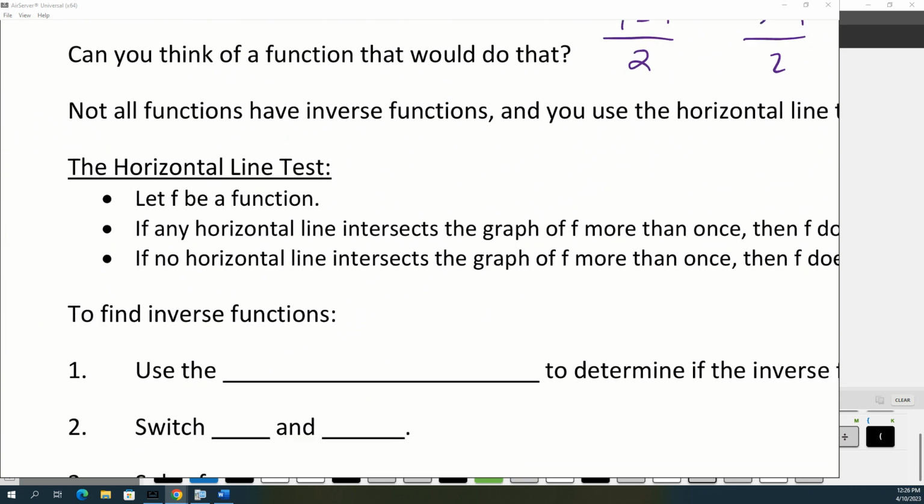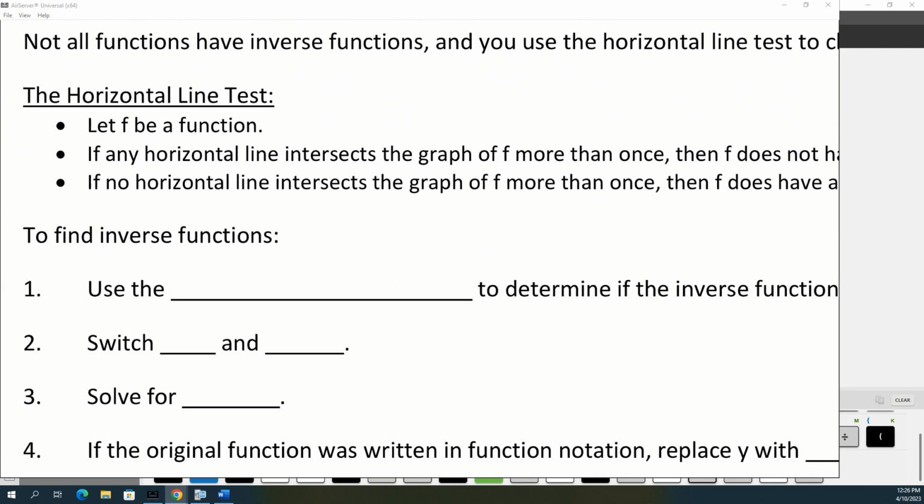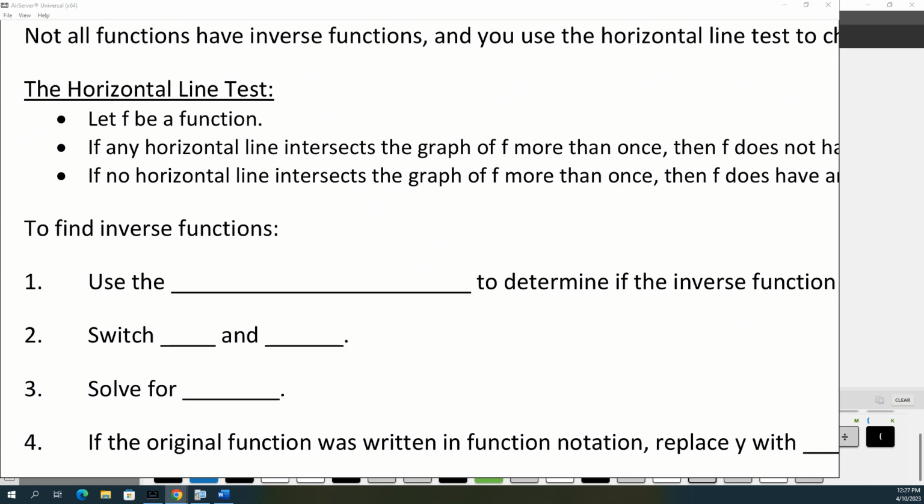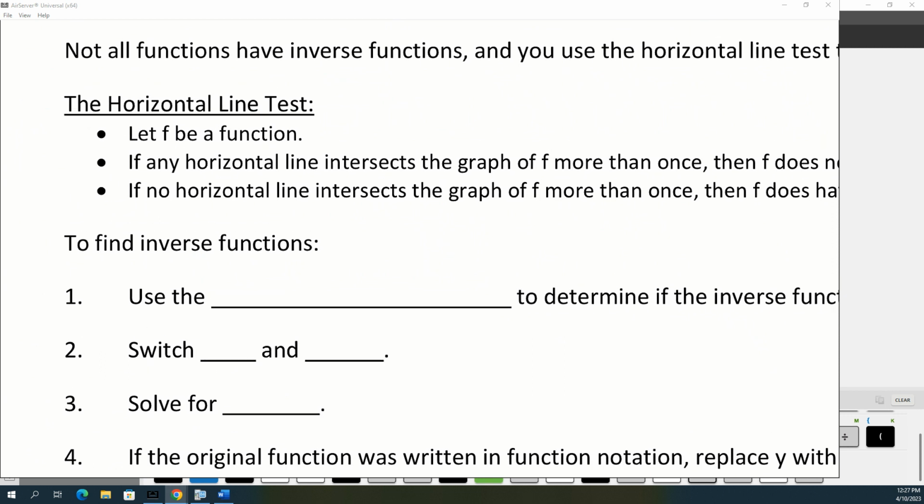Now not all functions are going to have an inverse function. To determine if a function has an inverse, you're going to use the horizontal line test. Do you guys remember another type of line test? The vertical line test. The vertical line test tested to see if something was a function. If you took a vertical line and it always only crossed at one place, it's a function. Now for the horizontal line test, if the horizontal line ever crosses at more than one place, then it fails the horizontal line test, and the inverse does not exist.